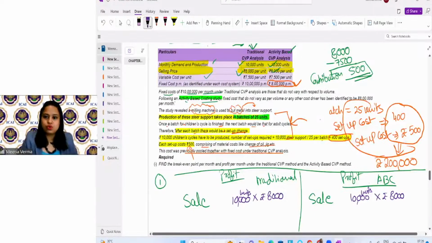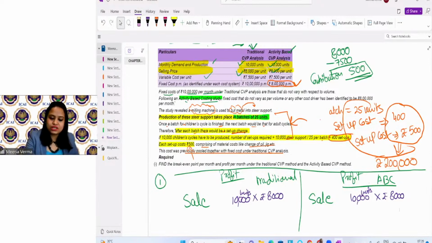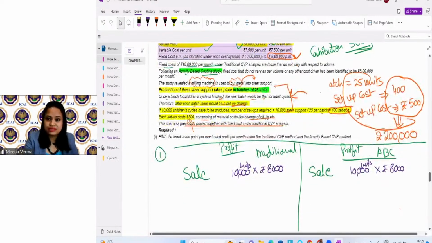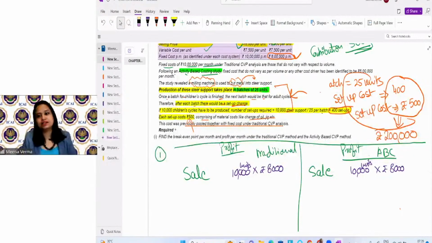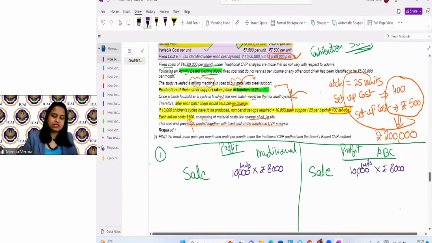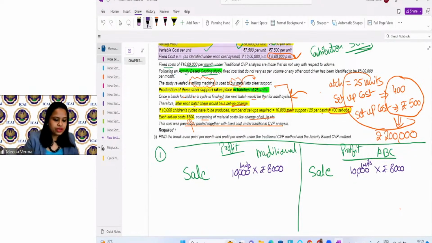So this will give you total sale. Now let's see what the variable cost is, because both methods are CVP analysis. One is traditional CVP analysis and the other is activity-based costing CVP analysis, ABC CVP analysis, but both are CVP analysis. So in both cases, we are classifying all the cost as fixed cost and variable cost.